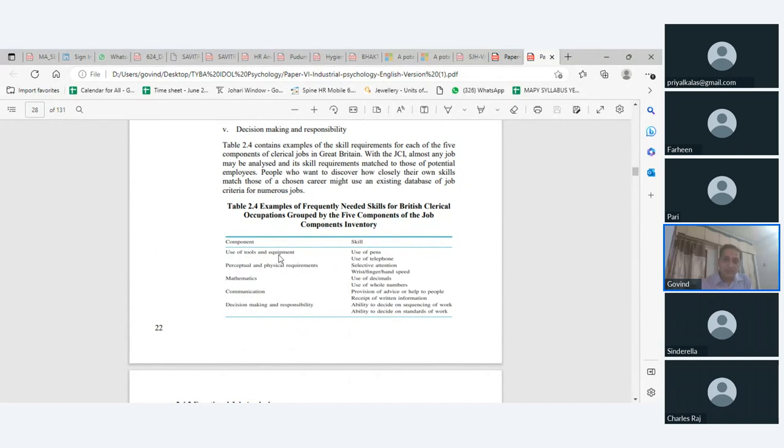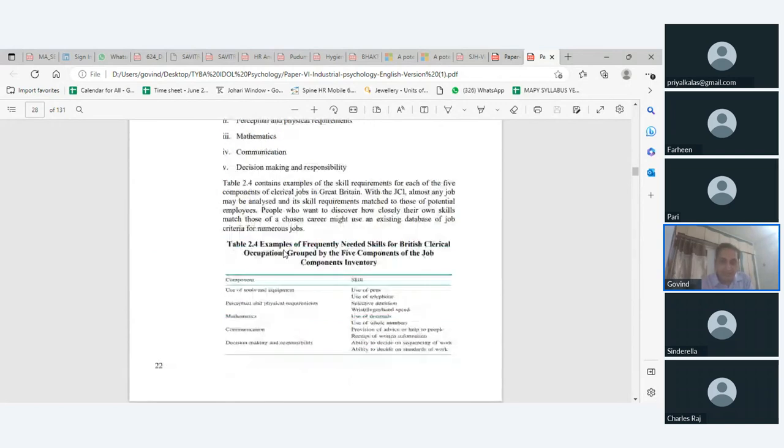So now you have this component. We talked about observation; the third method is interviewing. The fourth method is giving a questionnaire, where we don't interview, we give the questionnaire and then collect it. That is the methods of data collection. Now that we have collected the data about the job, it is time to analyze the job. There are various methods, and one of them is the job component inventory method, the JCI method.